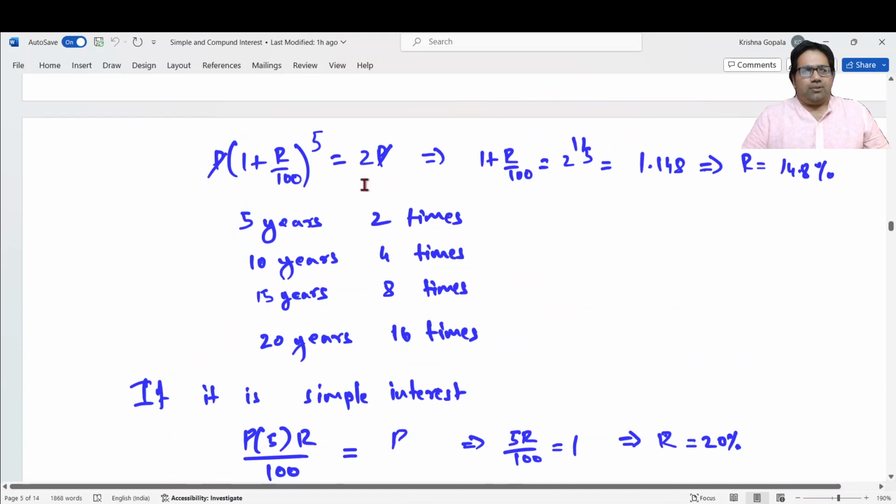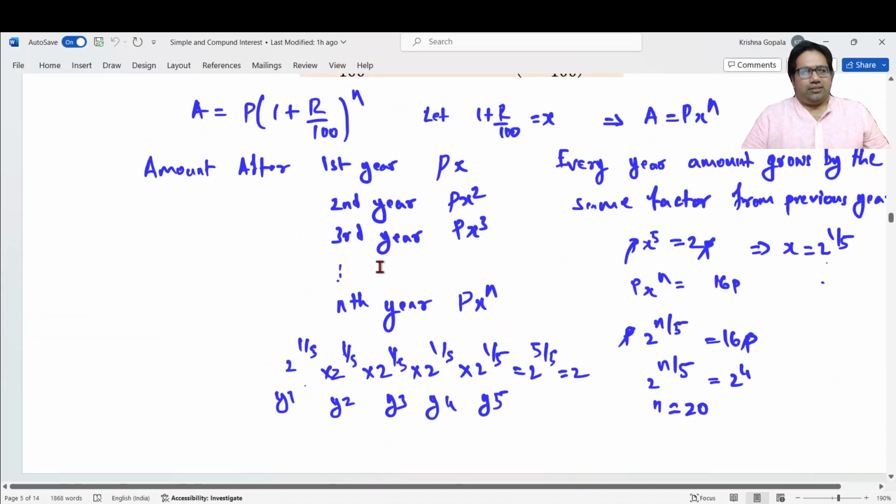Every 5 years, it becomes double. That means in 10 years, it becomes four times. Another 5 years, it will become double again. Another 5 years, it will become double of the previous one. It is like this. Every year, the amount grows by the same factor from the previous year. Every year, it grows by 2 power 1 by 5 in this case, from the previous year.